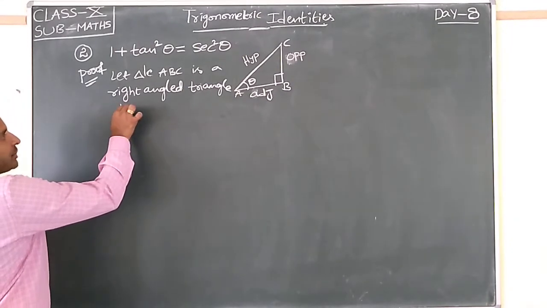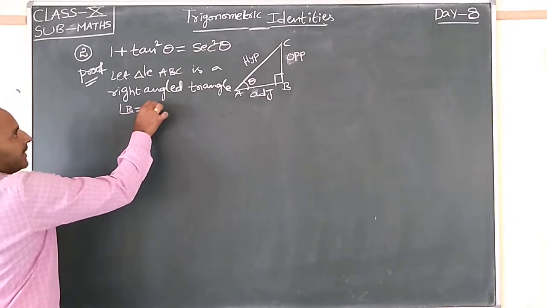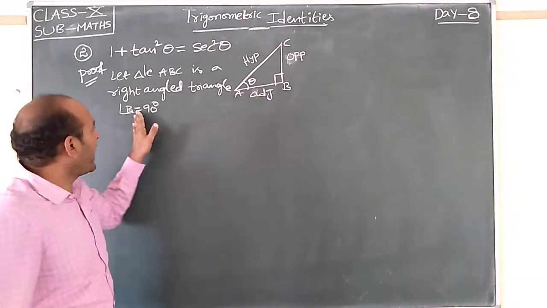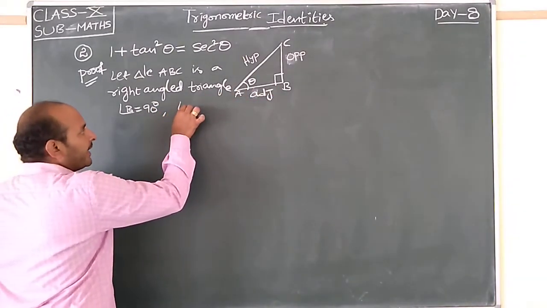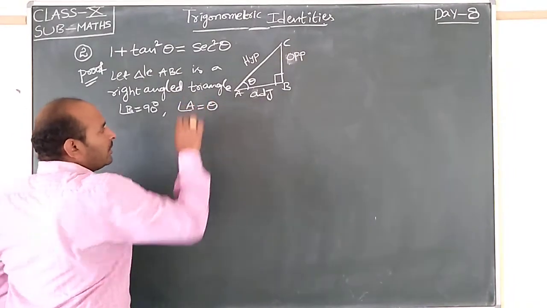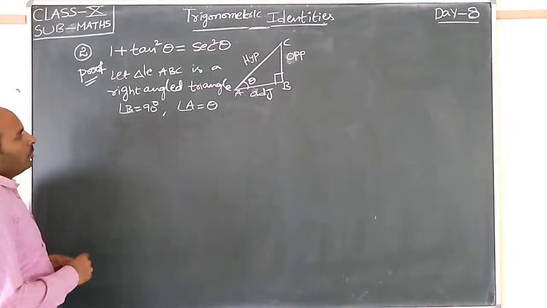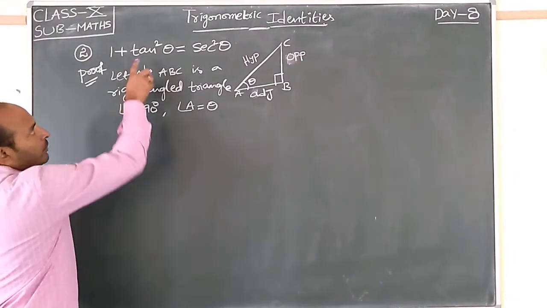Angle B is at 90 degrees. Right angle triangle at B, angle B is equal to 90 degrees, and angle A is equal to theta. Instead of theta, you can write angle A, no problem. So now, what do you have to prove?